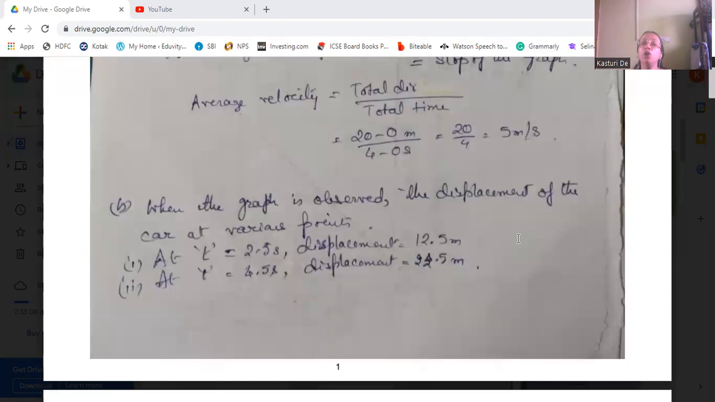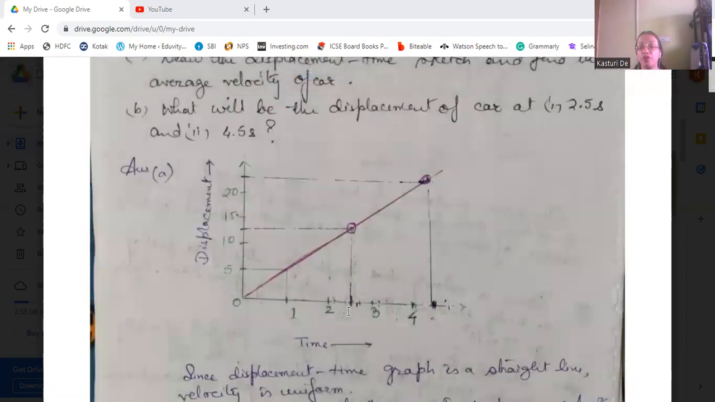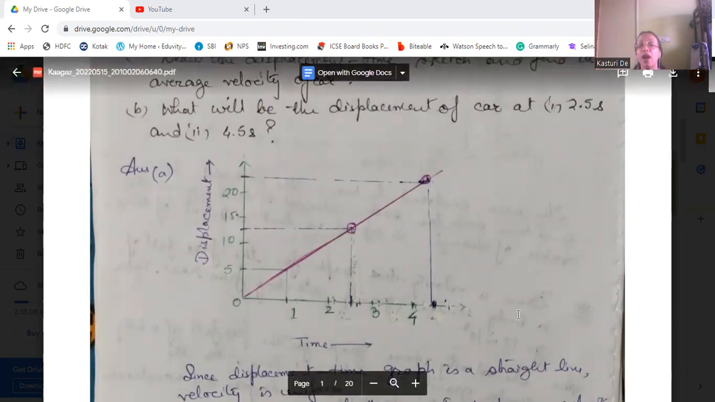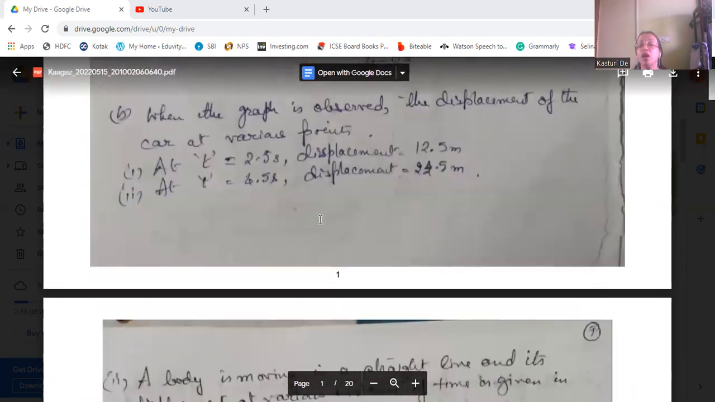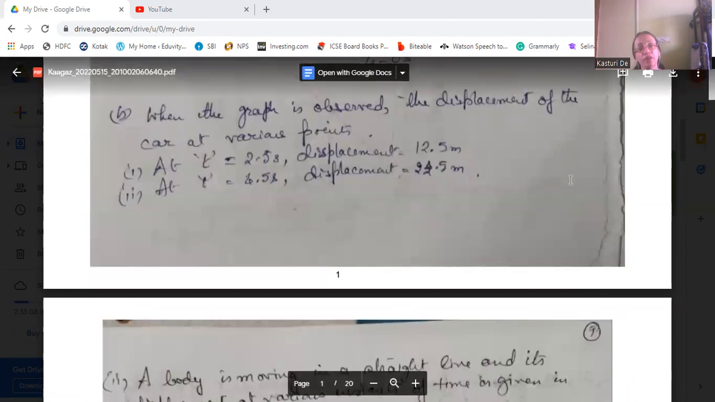Now, next question, part B. When the graph is observed, the displacement of the car at various points: at t equal to 2.5 seconds, the displacement is 12.5 meters. And when it is 4.5 seconds, the displacement will be 22.5 meters.